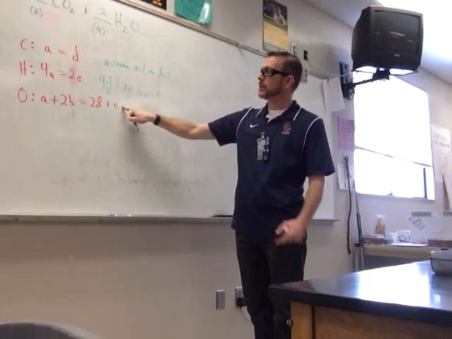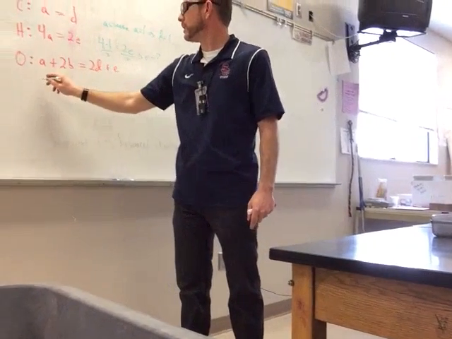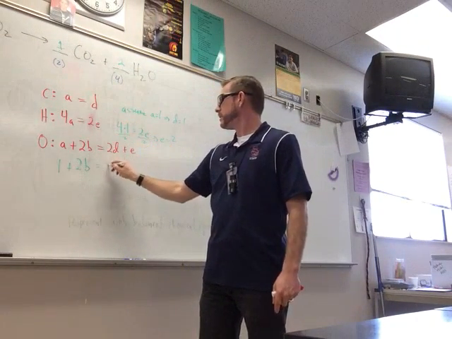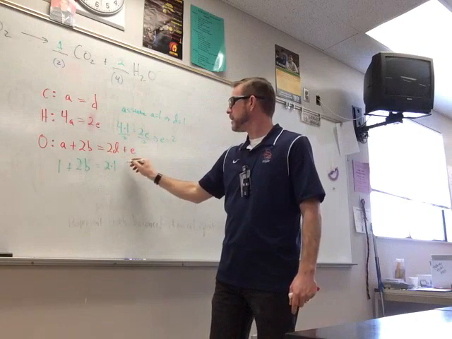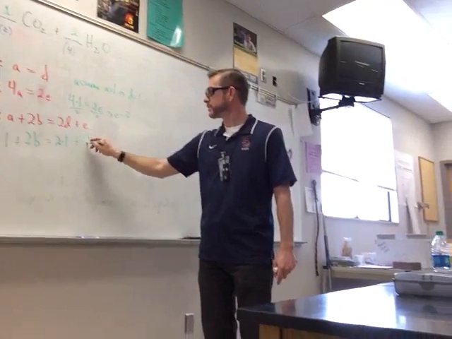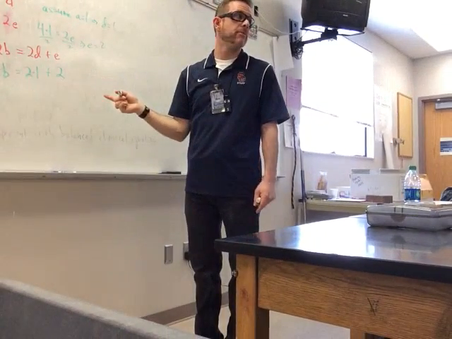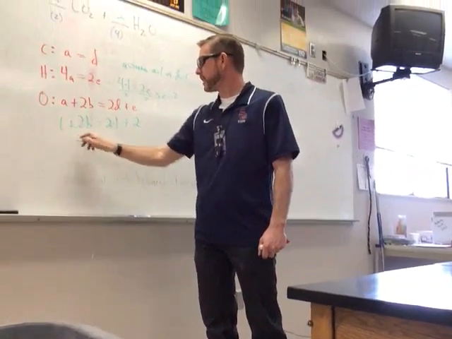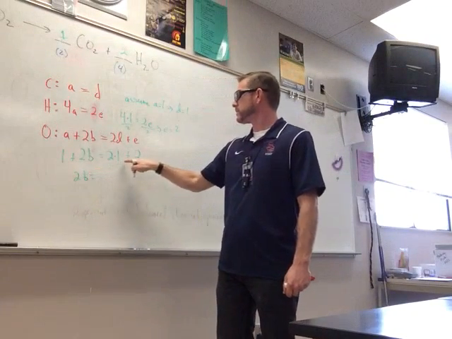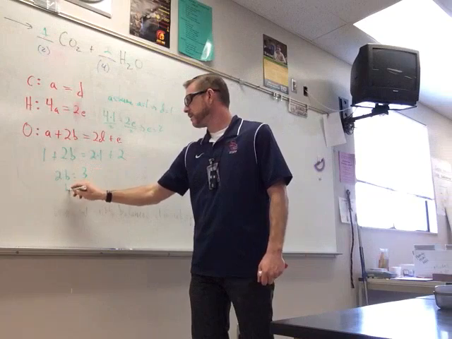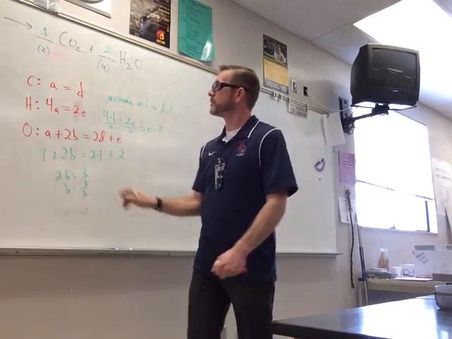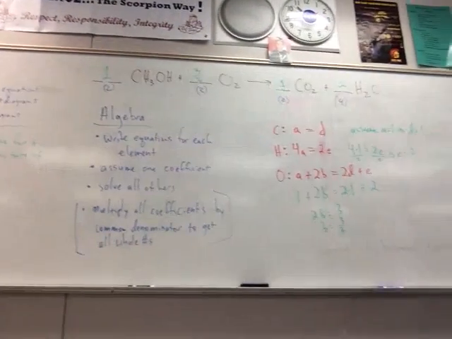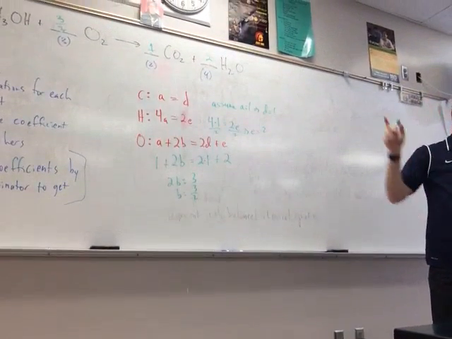And then down here, I know what A is. A is 1. I don't know what B is. D is 1. 2 times 1. Plus E is 2. Can I solve that for B? Yeah. Okay. So let's start by subtracting 1 from each side. 2B equals 3. B equals 3 over 2. And those are my coefficients, except that I have a fraction.